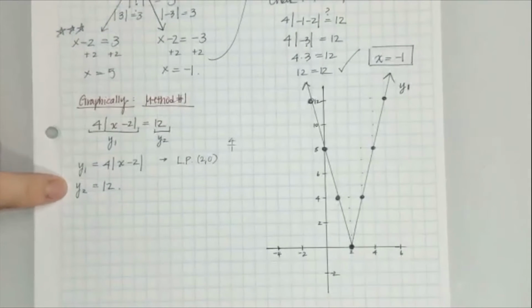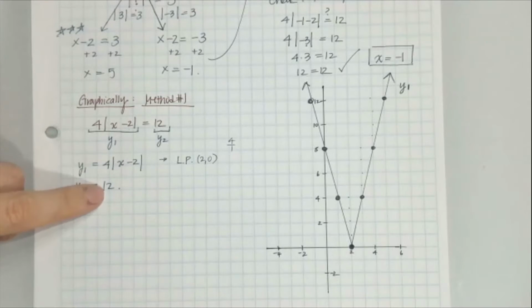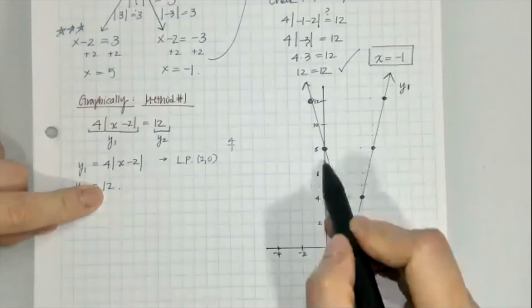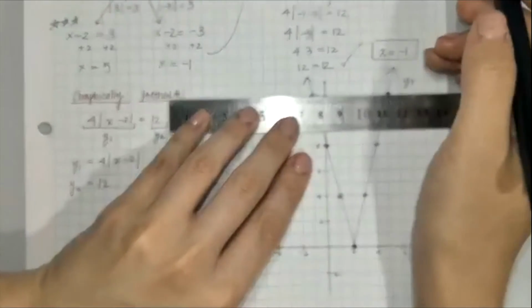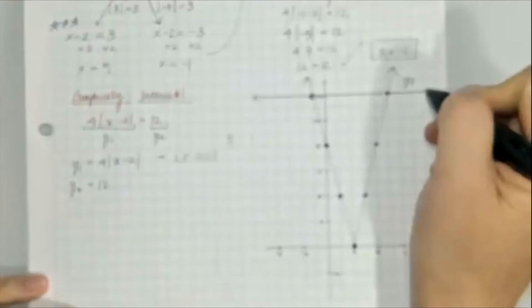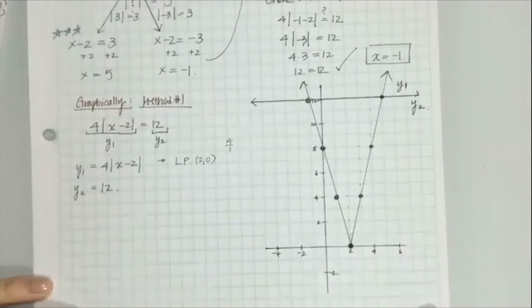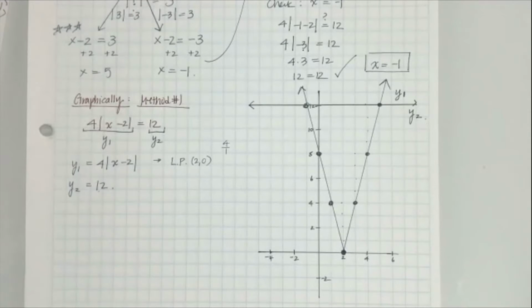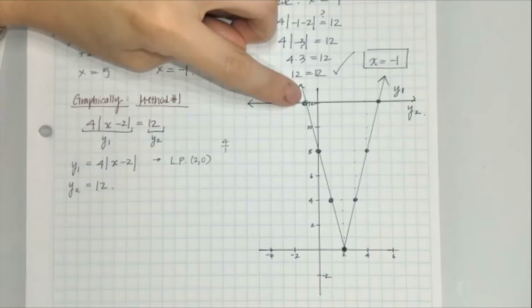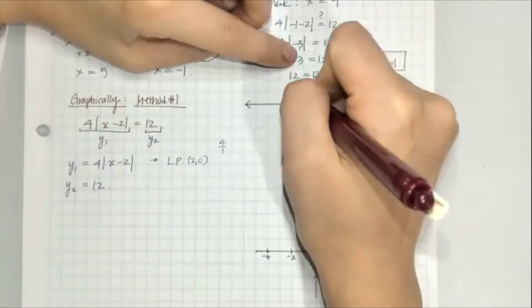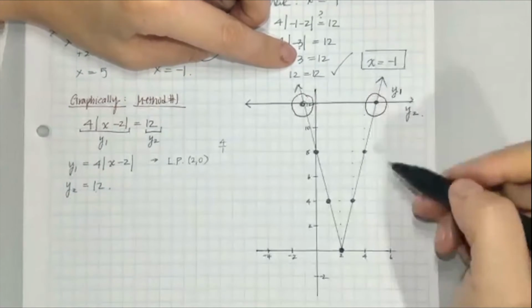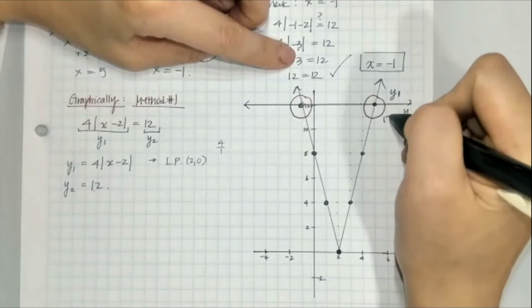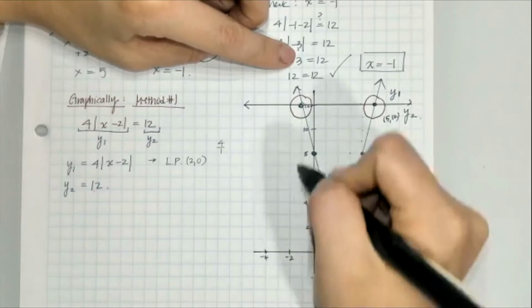And then the second equation is y equals 12. So where's the y value equal to 12? It's right here. So we're now going to draw a horizontal line at y equals 12. And that's my second graph. And then this is the important part. You need to find where they intersect. They intersect at this point and this point. The points of intersection, if I label them, are (5, 12) and (-1, 12).